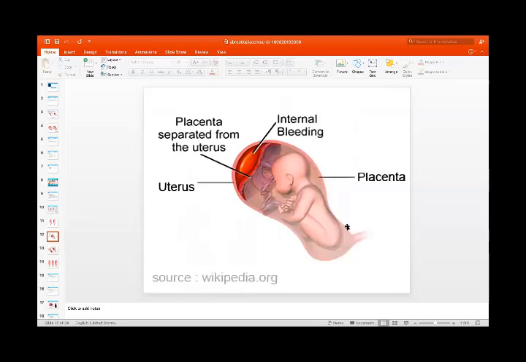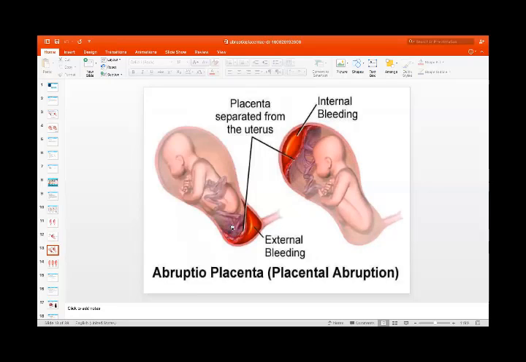Again, the picture shows concealed hemorrhage. This is concealed hemorrhage or internal bleeding, not coming out of the cervix, while this is placenta previa with abruption, and the bleeding is coming out of the cervix. So this is revealed hemorrhage, but the placenta is placenta previa with abruption.